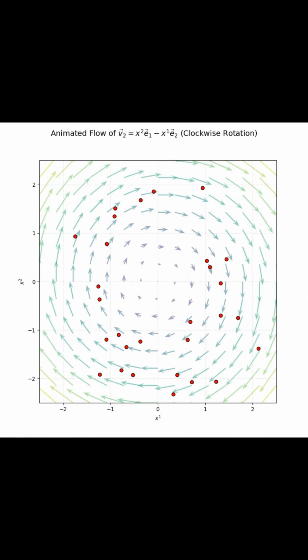This allows observers to watch the real-time current of a field, making it easy to distinguish between an expanding source and a swirling vortex.